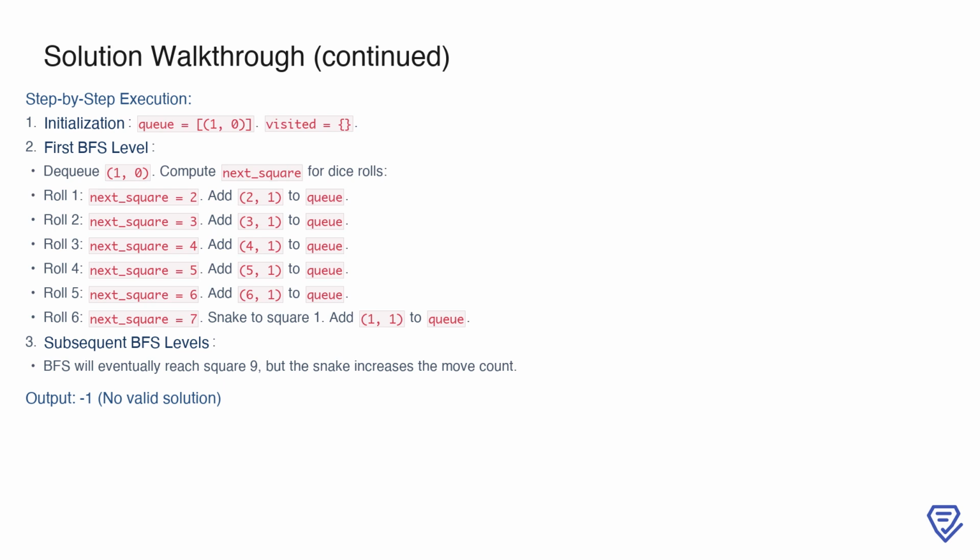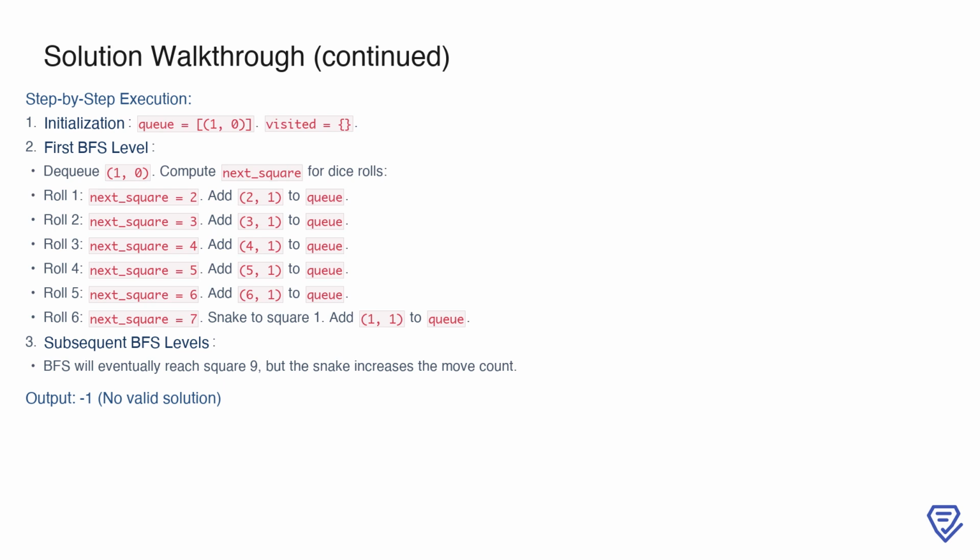In the first BFS level, we do Q, 1, 0, and compute reachable squares for dice rolls. Rolling 1 leads to square 2, rolling 2 to square 3, and so on up to square 6. All these squares are added to the queue with their respective move counts. However, rolling a 6 takes us to square 7, where the snake is located. Instead of moving forward, the snake sends us back to square 1. Consequently, we add 1, 1 to the queue, indicating that we've returned to square 1 after one move.